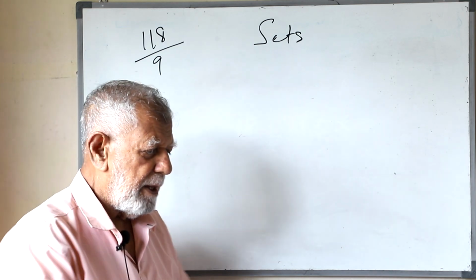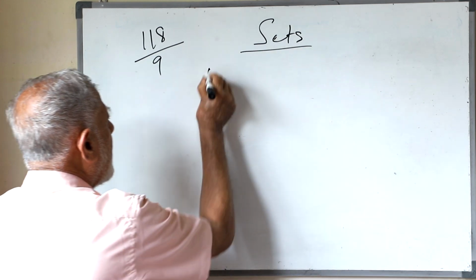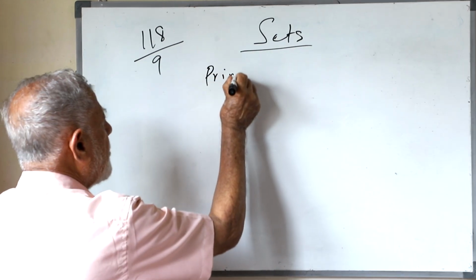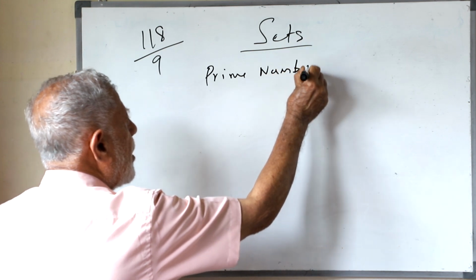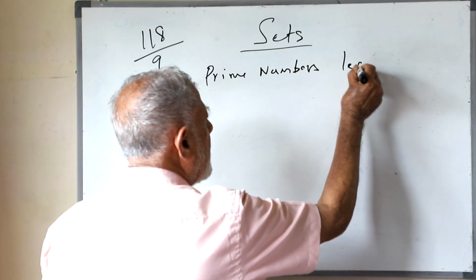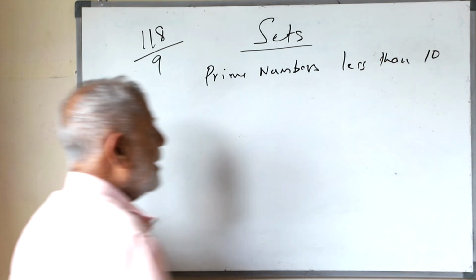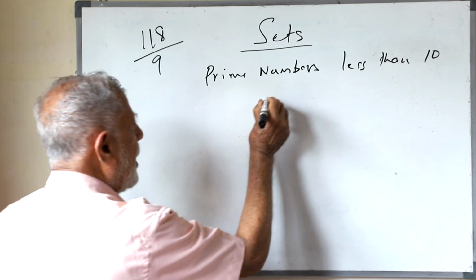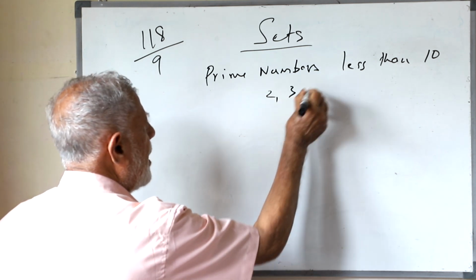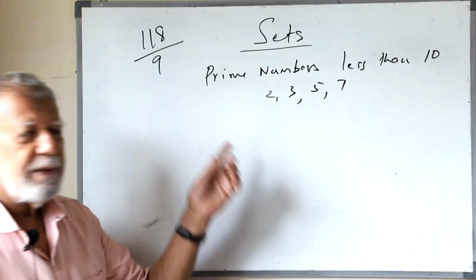For example, we have prime numbers less than 10. Then we can definitely write the elements, that is 2, 3, 5 and 7. So this is a set.